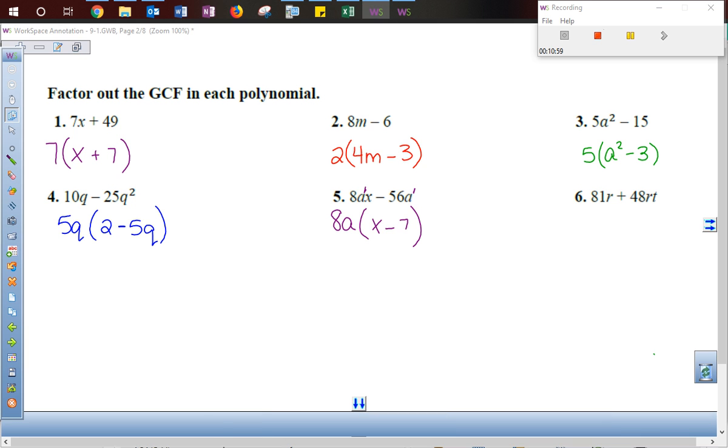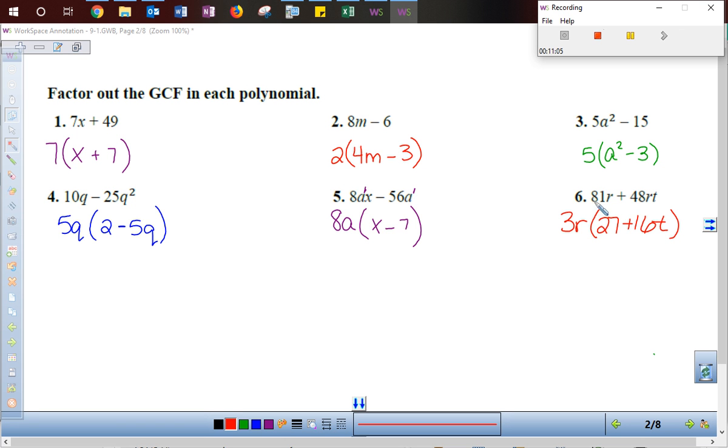Okay, what I'd like you to do next is pause the video and try number 6 on your own. Hopefully you found the greatest common factor between 81 and 48 to be 3, and you noticed that both terms you can take out an r. So when I factor that out, I'm left with a 3r times the quantity of 27 plus 16t.